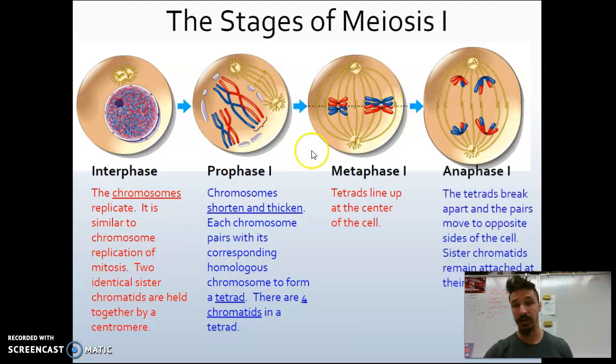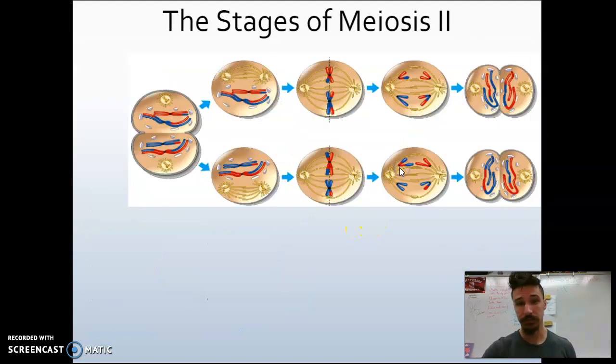And in anaphase 1, the tetrads are actually broken apart. Homologous pairs are separated. Now keep in mind, the spindle complex is still attached to the centromere of those homologous pairs. The spindle complex shortening is what pulled them apart.